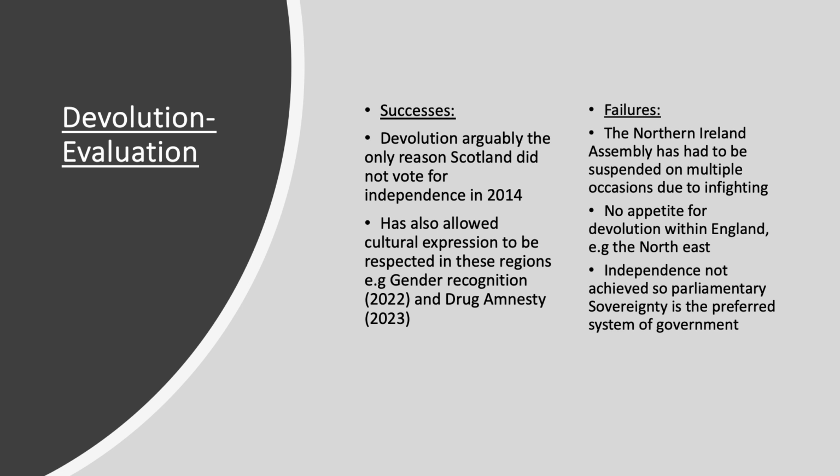Failures of it. The Northern Ireland Assembly has had to be suspended on multiple occasions due to infighting. I think there was an example of Theresa May where she said, if the Protestants and the Catholics don't make up, we're going to force gay marriage and abortion to be legal, and they didn't make up, so it just went through, and everybody hated it in Northern Ireland, but because they couldn't sort it out, it went through.